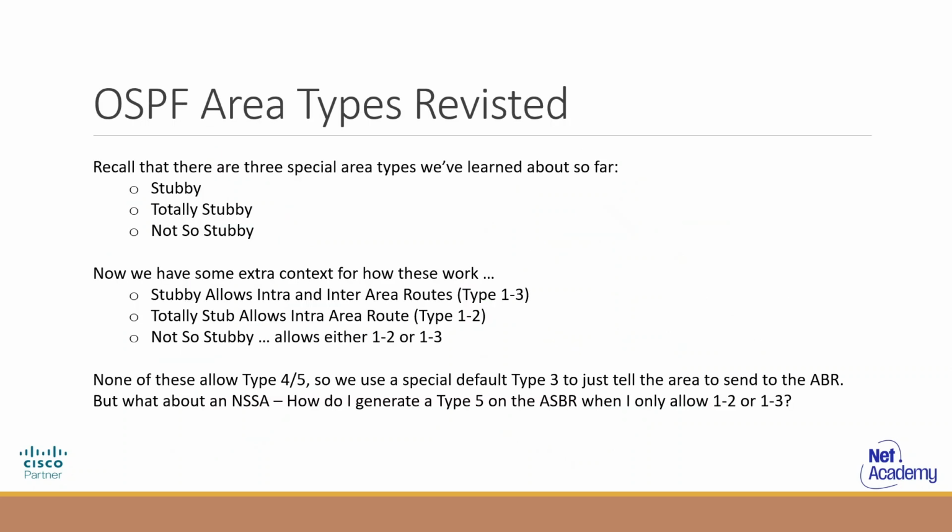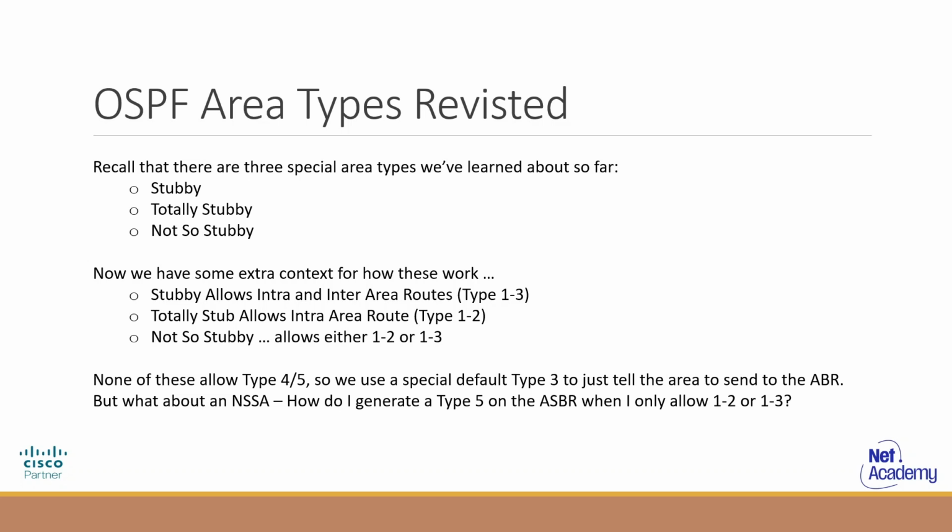With that being said, though, let's go revisit area types. If you'll recall from session 2, I believe, we have 3 special area types: the stubby, the totally stubby, and the NSSA, or not so stubby area. And now we have some extra context for how these areas actually work. So if you recall, a stubby area allows intra and inter area routes. That means it allows Type 1s, Type 2s, and Type 3s. A totally stubby area only allows intra area routes.